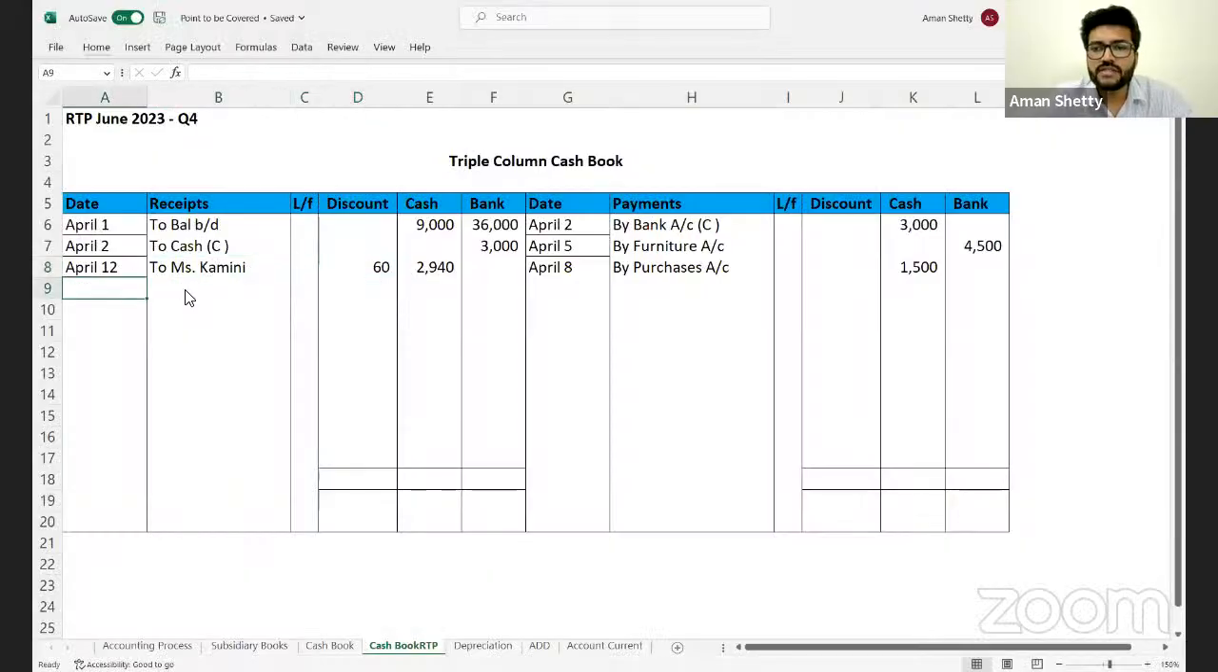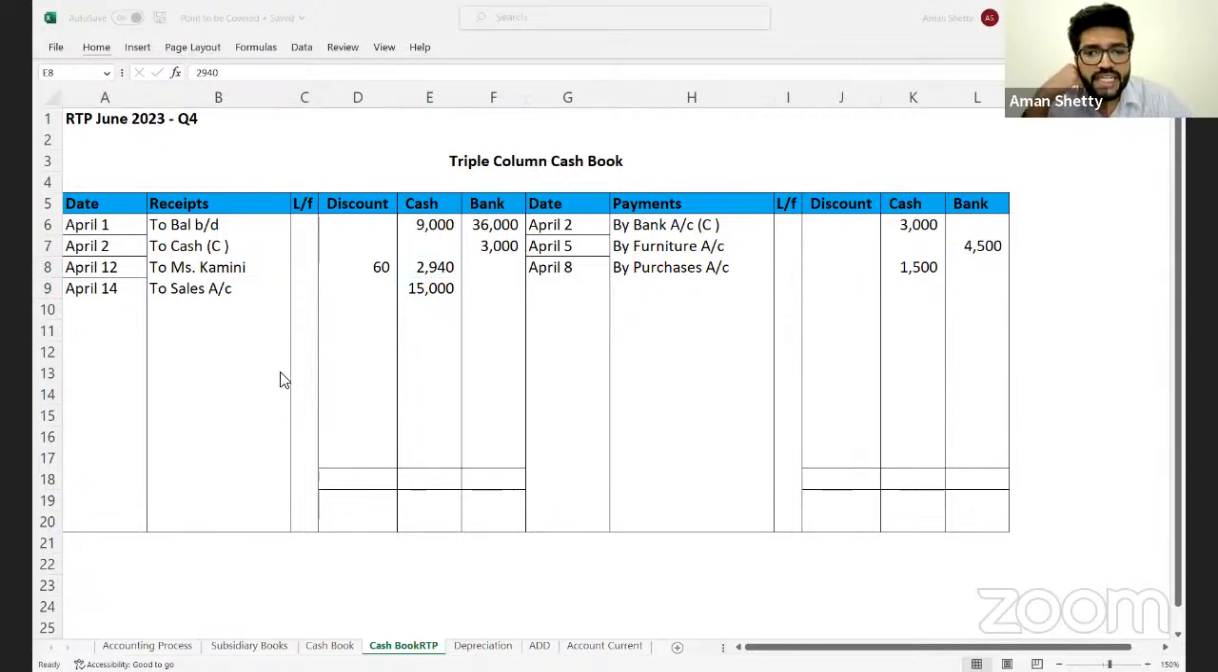All right. Now, sir, next transaction: 14th April cash sales of rupees 15,000. Cash column 15,000. 14th April, to sales account. Cash column amount is rupees 15,000. Next.